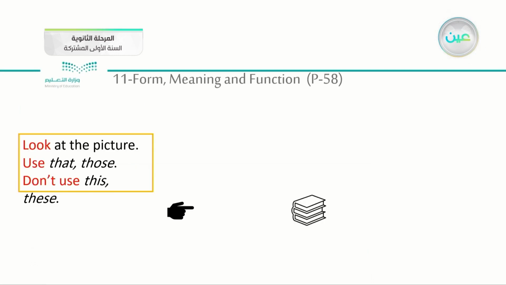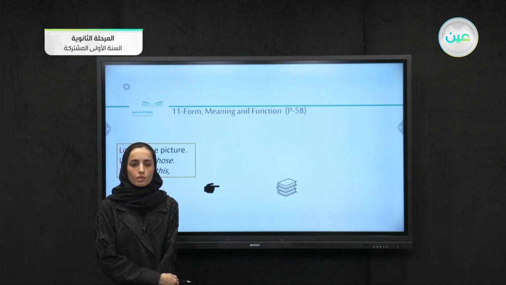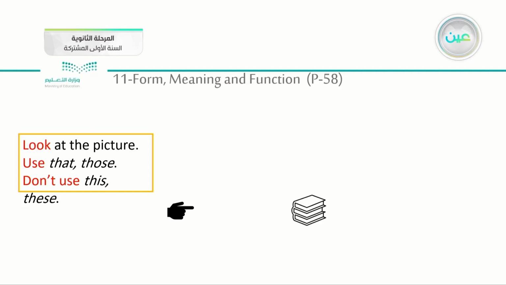Now I want you to follow the instructions in here. I want you to look at the pictures. Use that or those, but don't use this or these. Let's follow the instructions. What do you think? We're not going to use this or these, whether this, that, or those. So what can you tell? I am here, these books are there, so I will say that those are books. Those are books. What have I done in here?